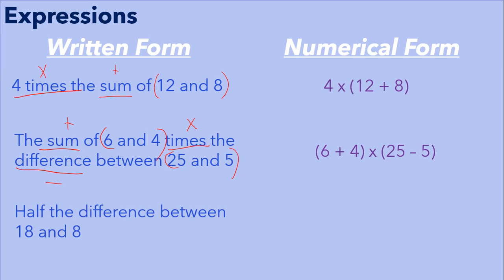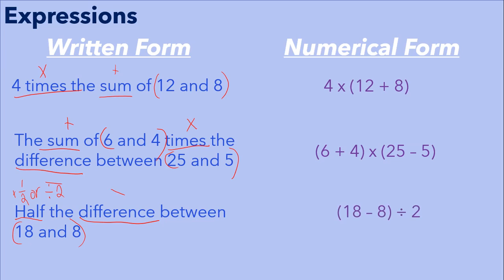Now let's do half the difference between 18 and 8. Well, here we can do this in a couple ways. Half, we know, is multiplying by 1/2 or dividing by 2. Each of these will get us half of an answer. Well, the difference is the answer to a subtraction problem. So we're going to be finding the answer to 18 minus 8, and then we'll be finding half of that answer.